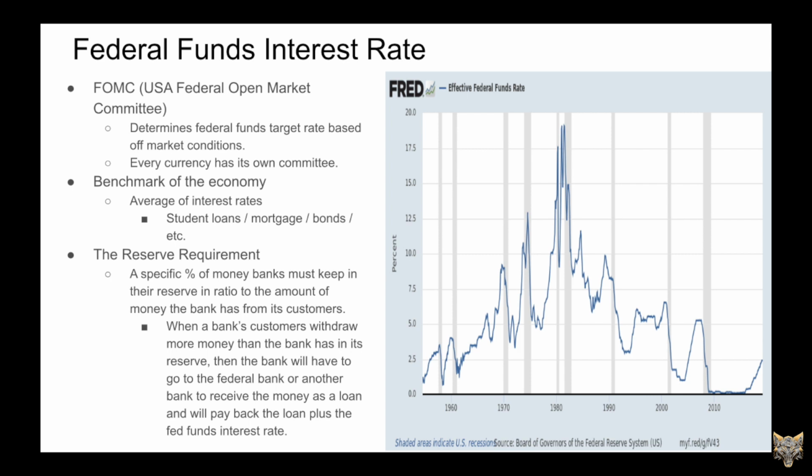Who cares about this most are banks and institutions, because there's a reserve requirement made by the Fed that they have to keep a specific amount of money compared to how much money their customers gave them, so that when the customer wants to withdraw the money, the bank has it. And when bank XYZ doesn't have the money to pay back the customer, bank XYZ is going to go to bank ABC or the Fed and borrow money from them, and when they pay back that loan, they're also going to have to pay the Fed funds interest rate.